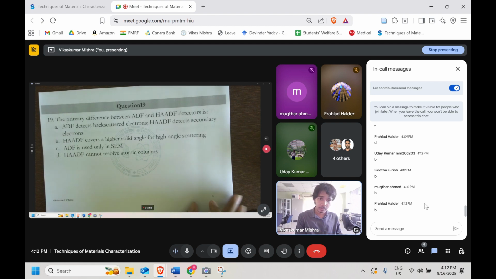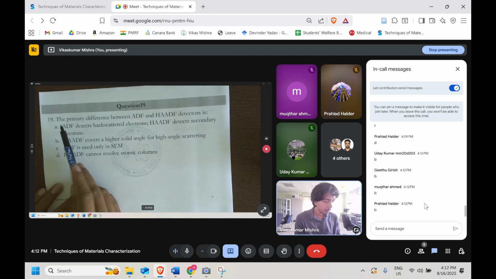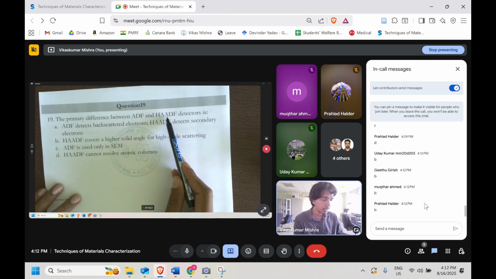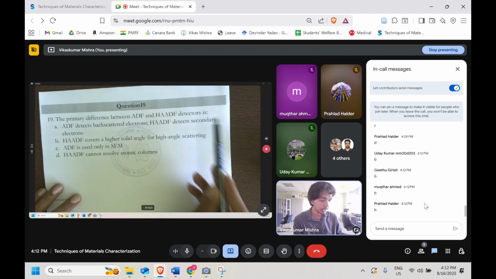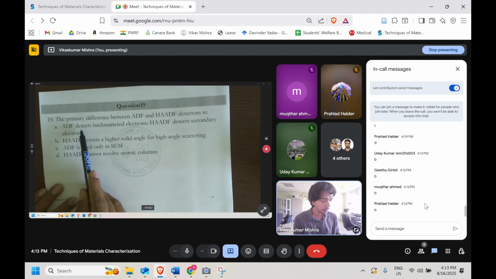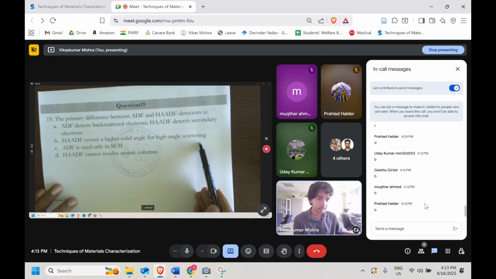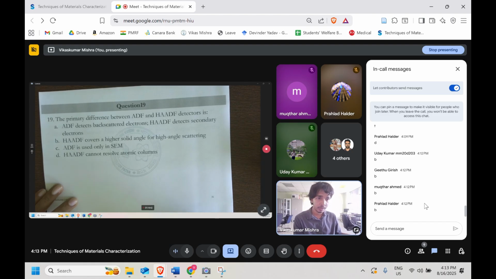Now, question number 19. It's a little interesting. The primary difference between the annular dark field and the high angle annular dark field detector is: ADF detector detects backscattered electrons, HAADF detects secondary electrons; HAADF covers a high solid angle for high angle scattering; HAADF is used only in STEM; HAADF cannot resolve atomic columns. So what do you think?